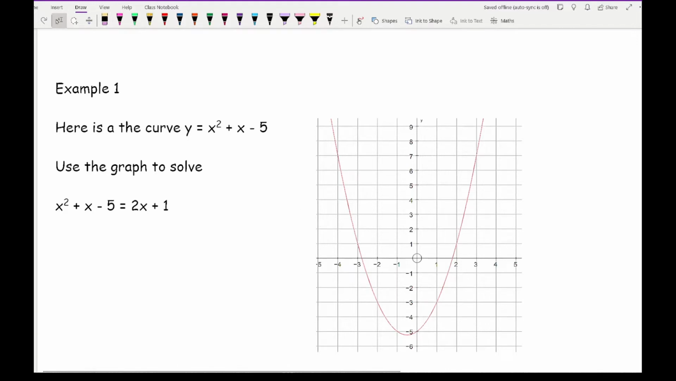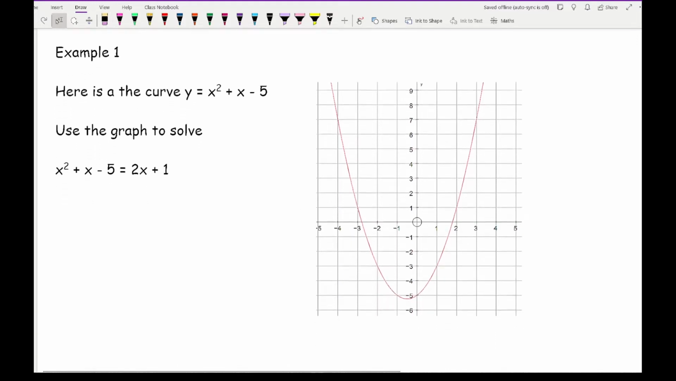So looking at example 1, it says that here is the curve of y equals x squared plus x minus 5, and we want to use this graph to solve x squared plus x minus 5 equals 2x plus 1. So let me first start by labeling this equation here. So we've got x squared plus x minus 5. Now just like we did in the other video when we had it equal to a whole number, what we've got to do here is we need to plot one line which is x squared plus x minus 5, which is already drawn.